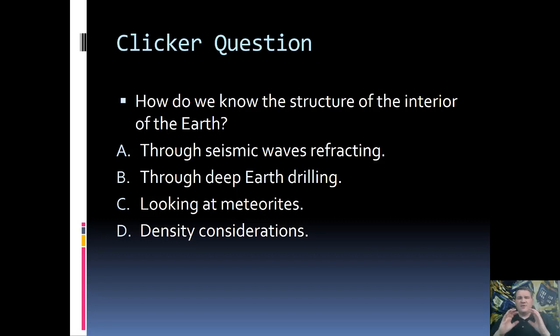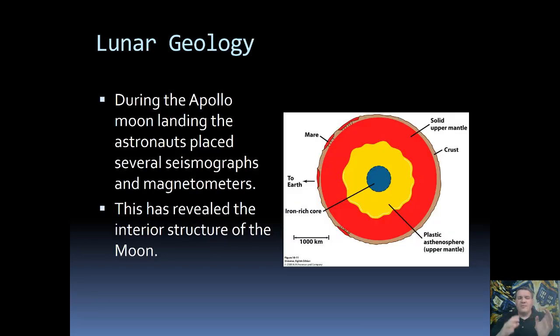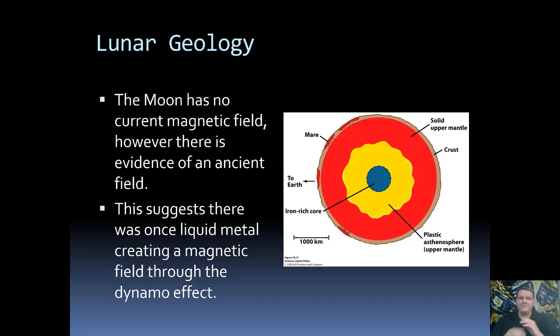So the idea is that we look for where the seismic waves hit on the surface of the Earth, and then, where there are gaps, that tells us about how the waves have refracted through the Earth, indicating that there are distinct layers. Well, during the Apollo moon landings, the astronauts placed several seismographs as well as magnetometers. This has allowed us to figure out the structure of the interior of the moon.